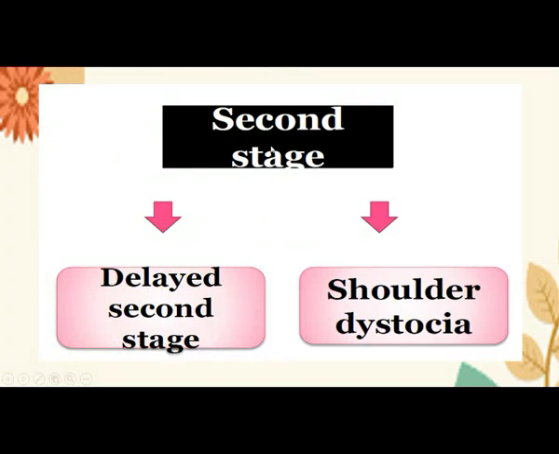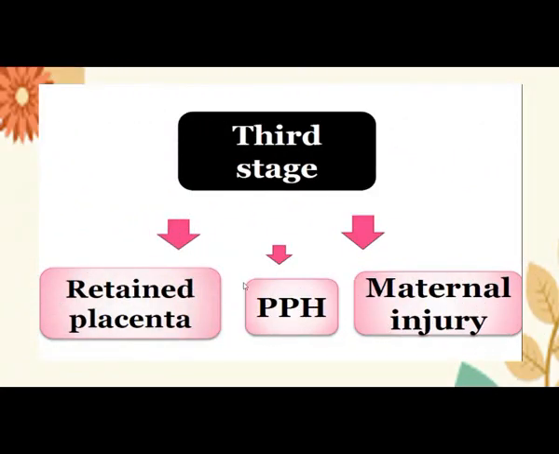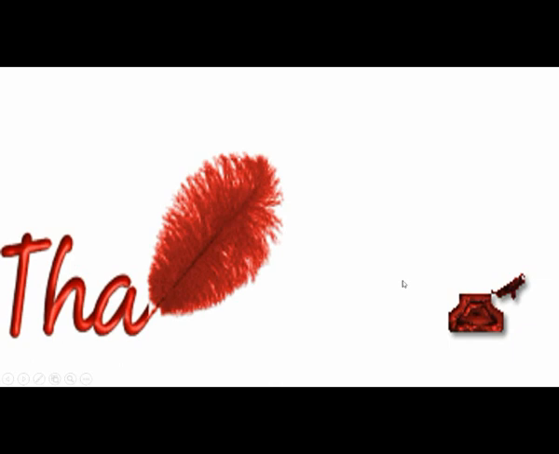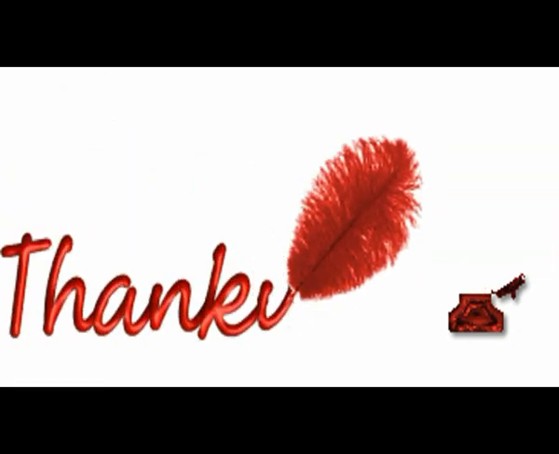Next, the problems that may arise due to trial labor. In the second stage, there may be a delayed second stage, and a chance of shoulder dystocia due to the decreased anteroposterior diameter. In the third stage, there is a chance of retained placenta, postpartum hemorrhage and maternal injury. So that's all about cephalopelvic disproportion and contracted pelvis.